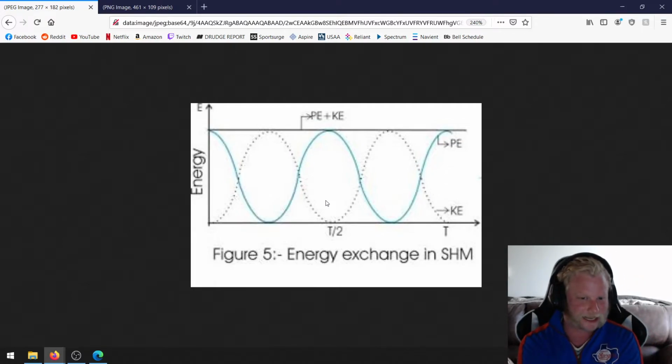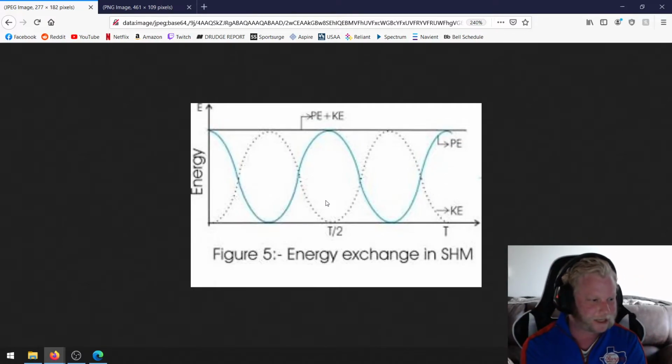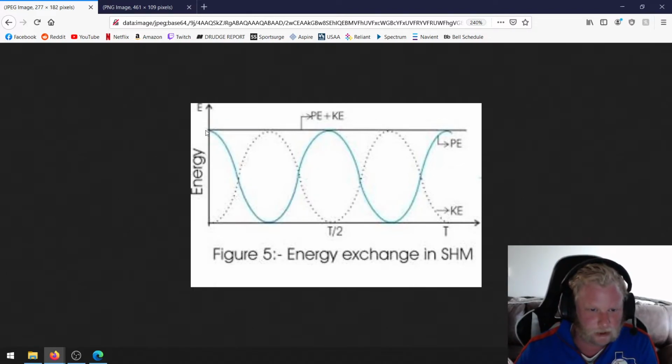So just looking at this with no perspective as to what the object is doing, you can tell, well, when potential energy is maximum, so here, here, here, here, and here, we know that it's at its amplitudes, right? It's either at positive A or negative A.